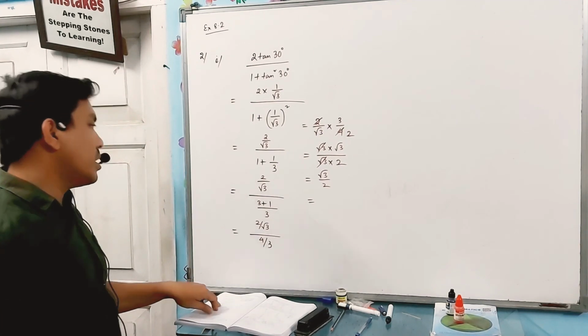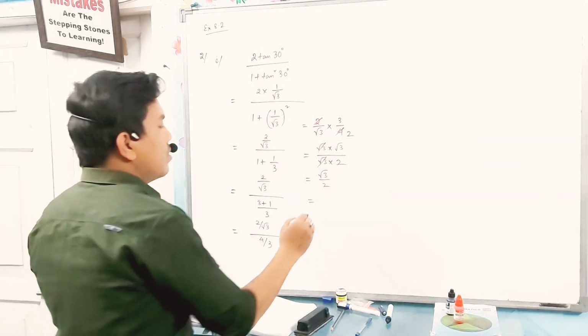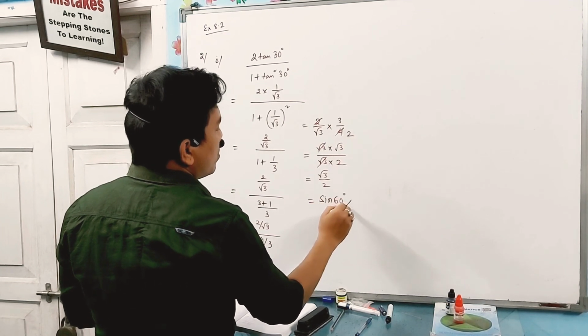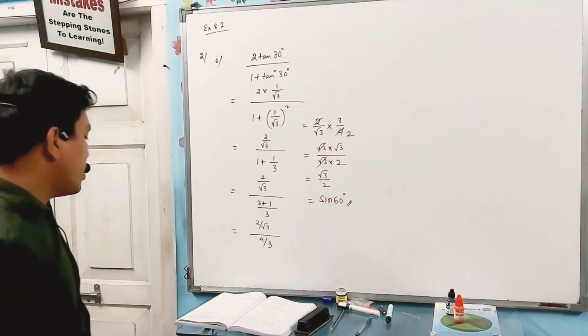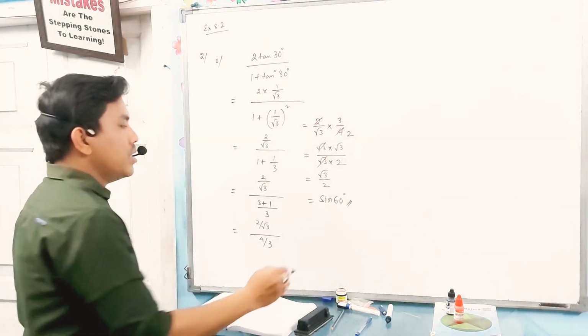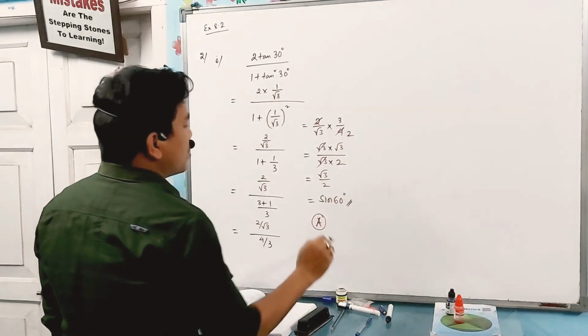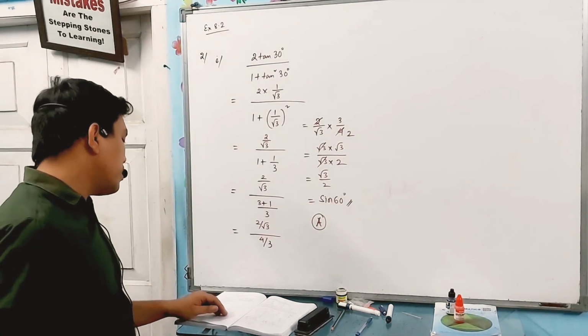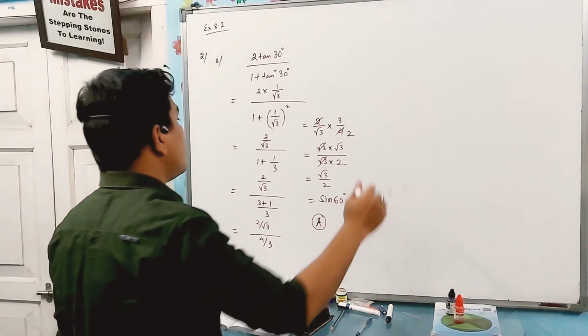Sin 60. Sin 60 is what? Root 3 by 2. So in place of this, can we write sin 60? Yes. So the answer of the first question will be A. A is the correct choice. Alright. Now for number 2.